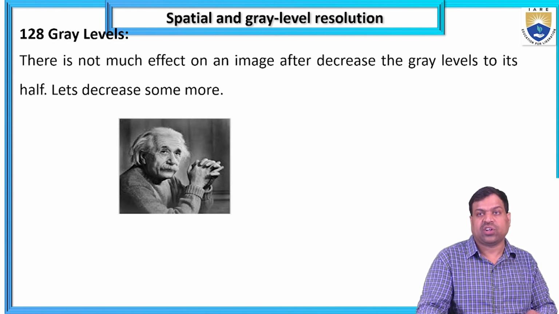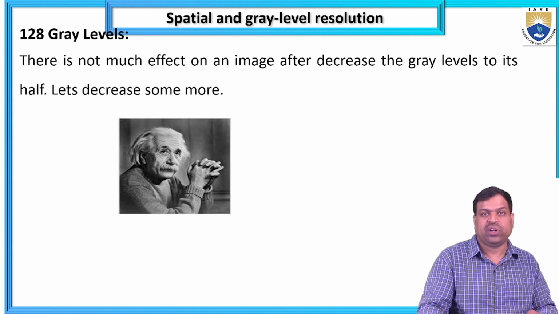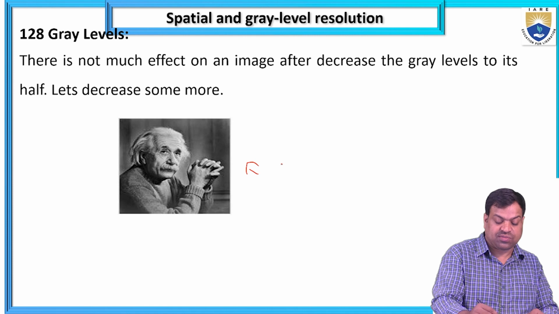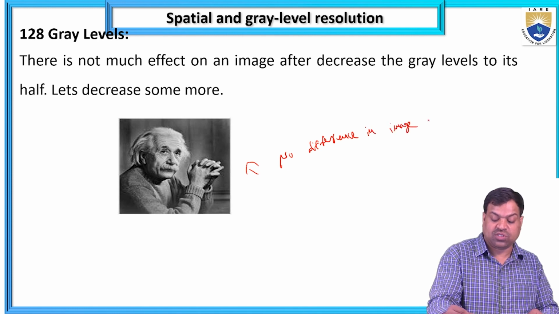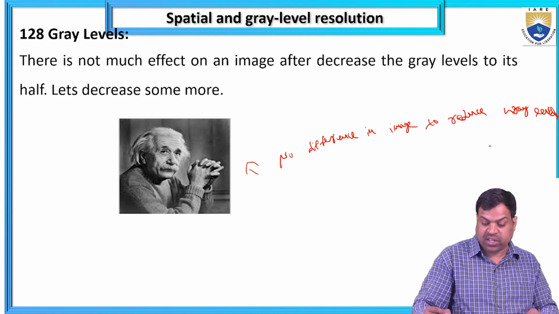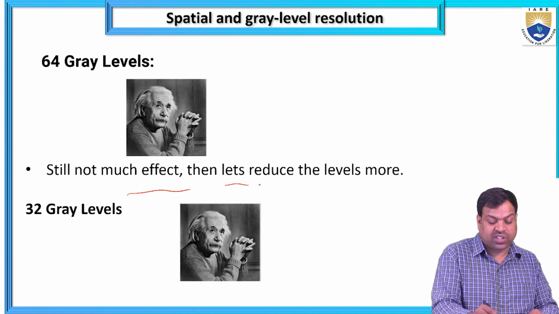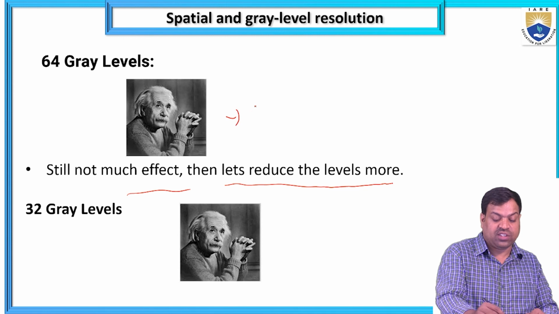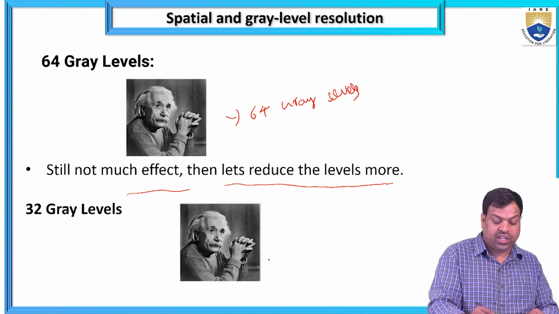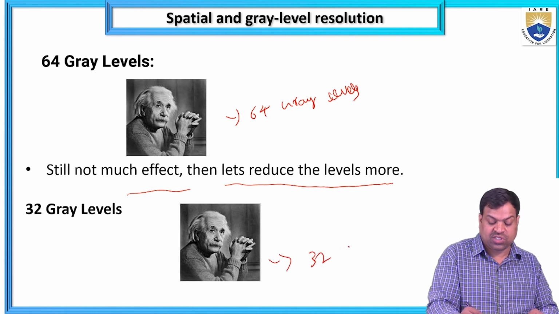So 50% I have decreased, 256 gray levels to 128 gray levels. There is not much effect on the image after decreasing the gray levels to half. Let's decrease some more. There is no difference in the image after reducing gray levels. So I am taking another one, 64 gray levels. Still not much effect. There is no change. Here I am taking 32. Is there any change? There is no change with 32 gray levels.